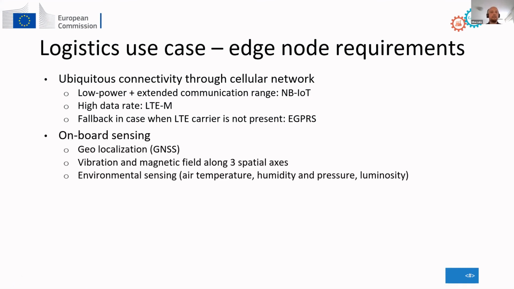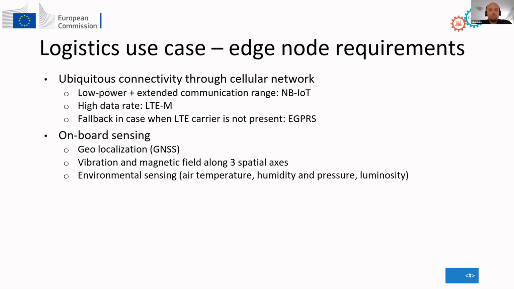Second, when it comes to the onboard sensing, when we were talking with people from FIAT, they told us that they need to locate the containers. So we need geolocalization data provided by GPS or GNSS. Also, they need to monitor vibration data.